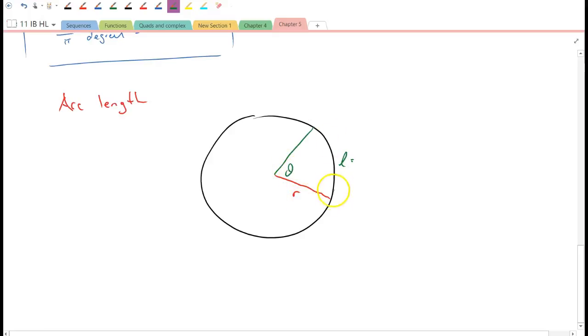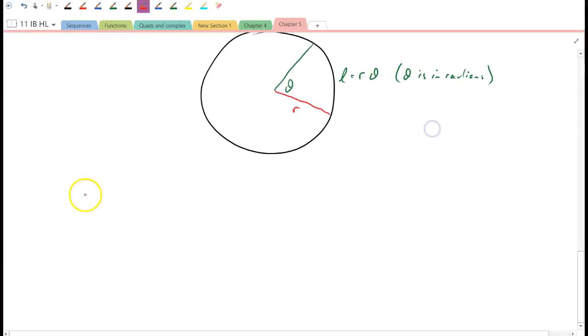And we know now that the arc length will be r times this angle here in radians. So it's just r theta, where theta is in radians. So there's our arc length. Arc length equals radius times theta. Very straightforward. What about sector area? Sector area, what's that going to be equal to?